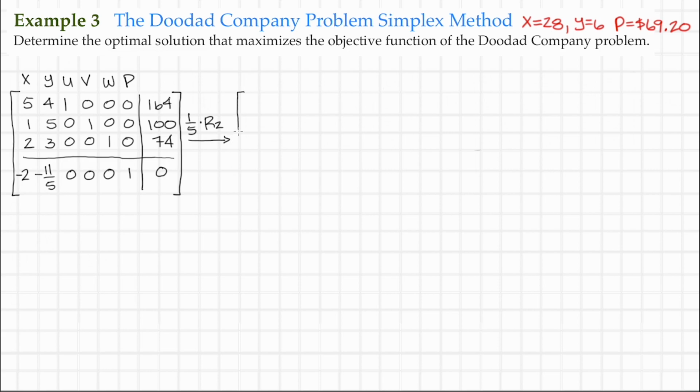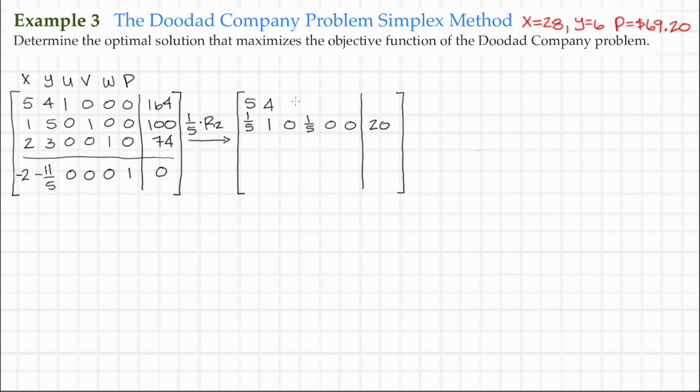Put in a bracket. 1 times 1/5, that's 1/5. 5 times 1/5, that's 1. 0 times 1/5, that's 0. 1 times 1/5, that's 1/5. 0 and 0. We can put in our vertical line. 100 times 1/5, that's 20. Okay, close off our bracket, and then we fill in the rest.